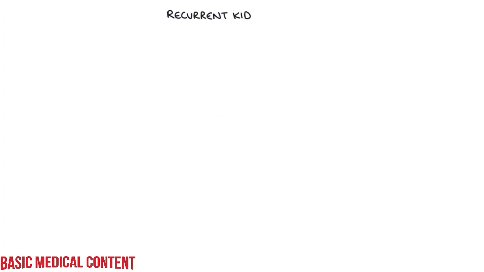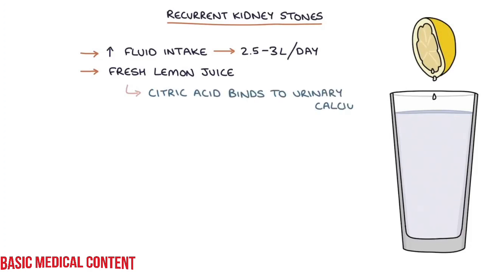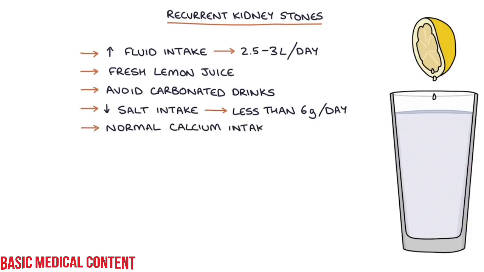Finally, let's talk about recurrent kidney stones. One episode of kidney stones predisposes patients to further episodes. The NICE guidelines from 2019 recommend advising patients to increase their oral fluid intake to 2.5 to 3 litres per day, add fresh lemon juice to water, and this is because citric acid binds to urinary calcium, reducing the formation of stones, avoid carbonated drinks, as cola drinks contain phosphoric acid, which promotes calcium oxalate formation and the development of stones, reduce dietary salt intake to less than 6 grams per day, and maintain a normal calcium intake in the diet. Interestingly, a low dietary calcium may increase the risk of kidney stones.